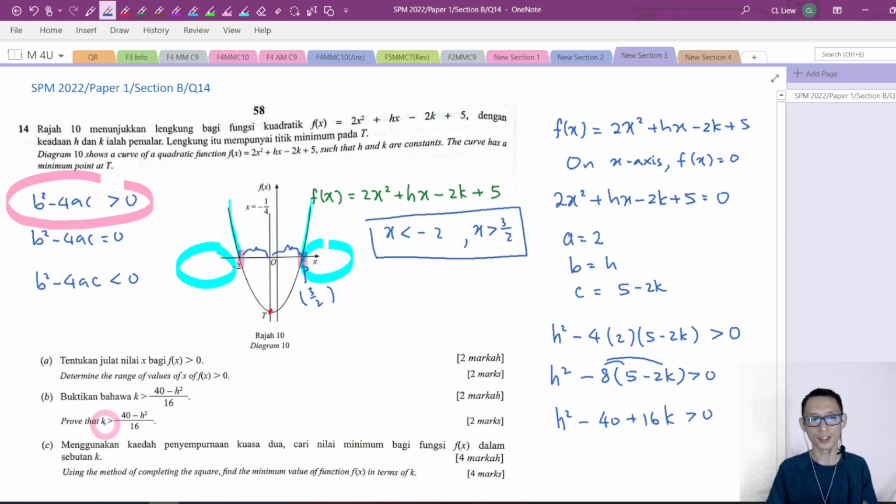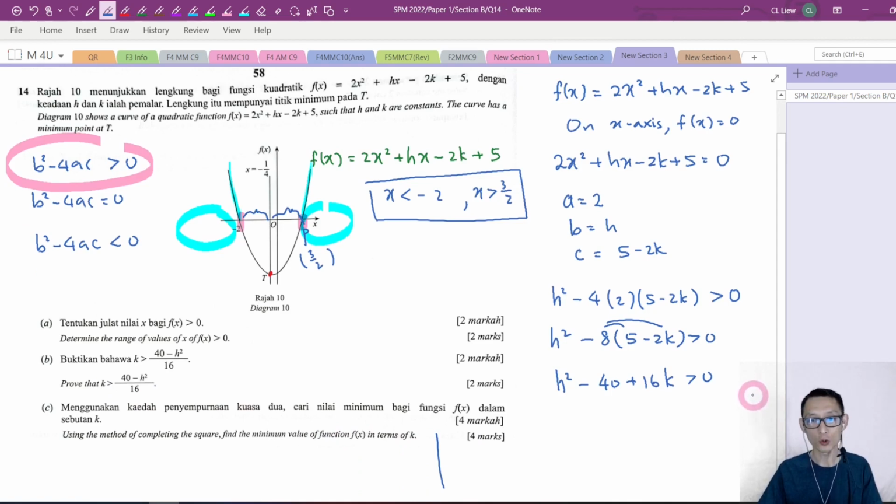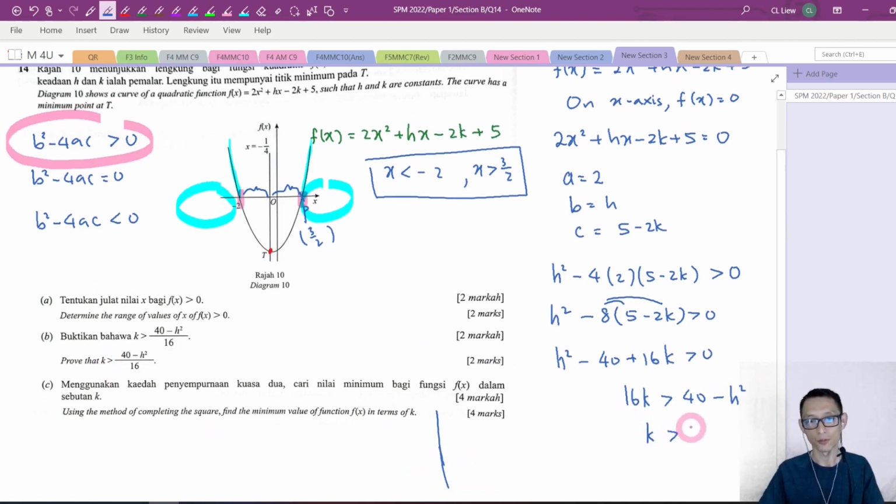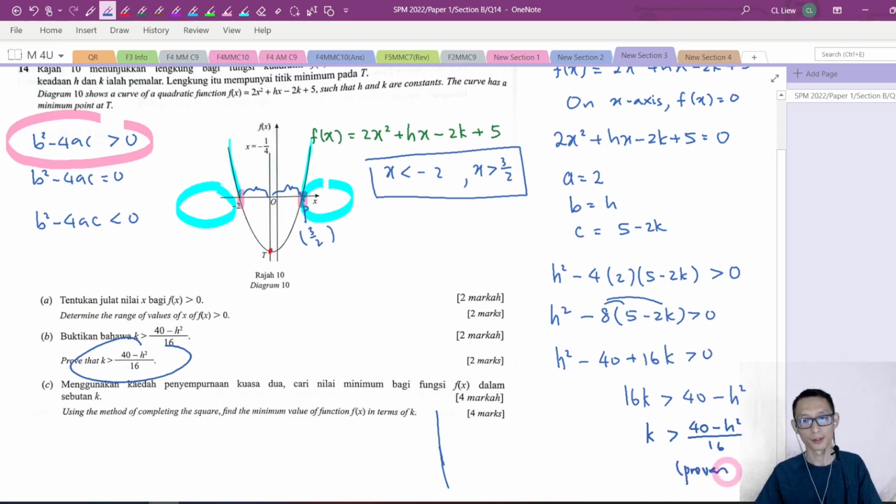Now we want the k on the left hand side. So what I'm going to do is bring this 2 to the other side. So this negative 40 becomes positive 40, positive h squared becomes minus h squared. Okay, almost there. Divide by 16. Oh, is that correct? Let me check. 40 minus h squared. Okay, correct. Proven. This is the way how we solve this question.